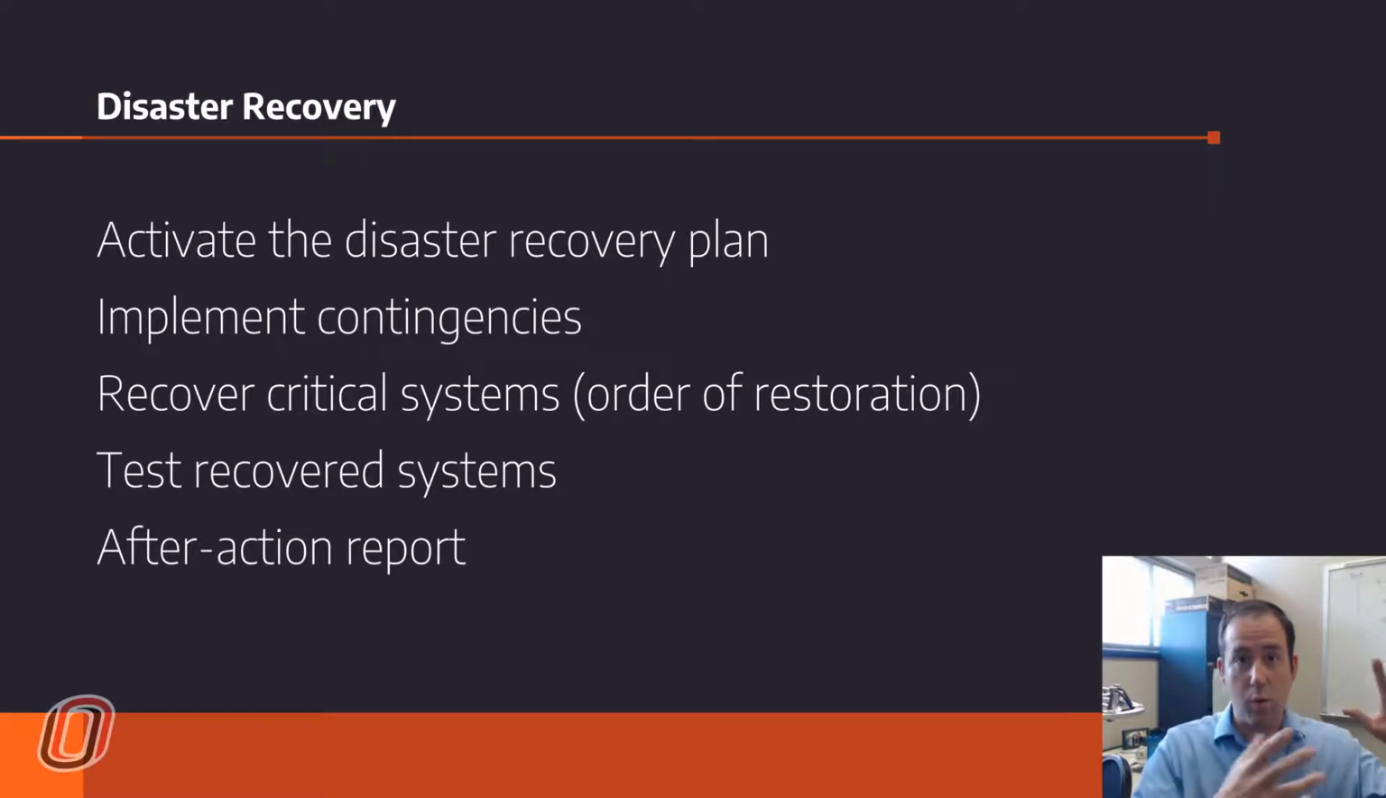Recovering those systems in whatever order is most critical. Identifying what systems are most important should be done beforehand so that when the disaster comes, you've already figured out what needs to come up and when. Test those recovered systems. So once you've got things up and running in a functional situation, make sure that they're up and running the right way and you've got things going.